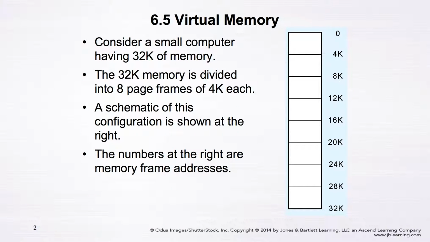So let's consider a simple example. We assume a small computer having 32 kilobytes of memory, where the 32 kilobytes is divided into page frames that each contain 4 kilobytes. Here is the representation of the memory. We can see the numbers at the right, the memory frame addresses from 0 to 32. Each of the page frames here is 4 kilobytes. And you can see the schematic of the configuration of the computer.